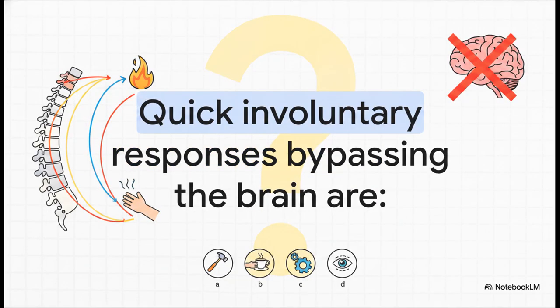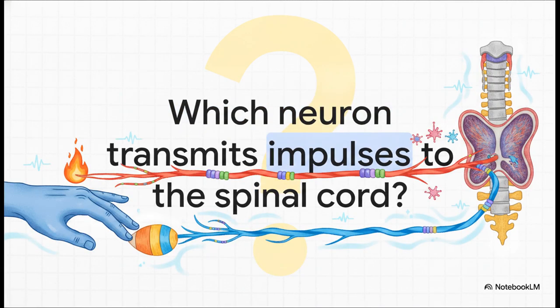Okay, next. Quick involuntary responses in which the brain is not involved are called A. Reflex actions, B. Voluntary actions, C. Coordinated actions, or D. Sensory pathways. Pay close attention to that phrase, brain is not involved. That's a dead giveaway that the correct choice is A, reflex actions. So the crucial point is right here.